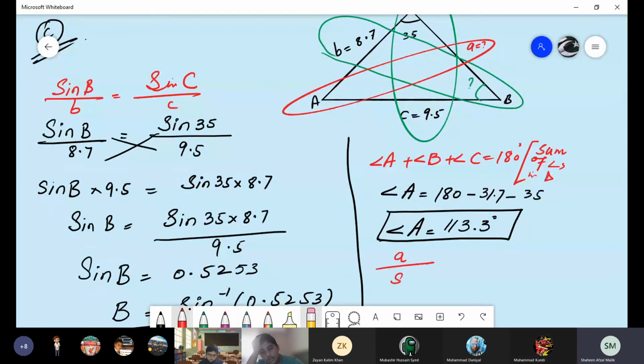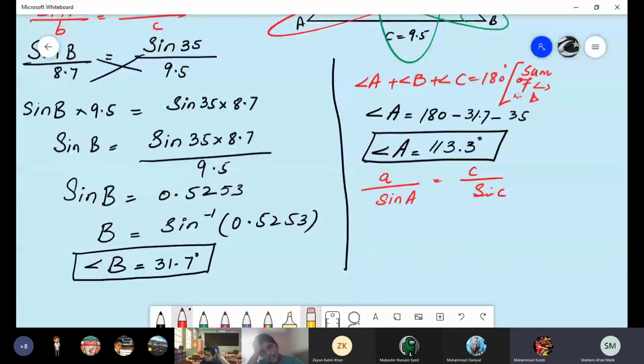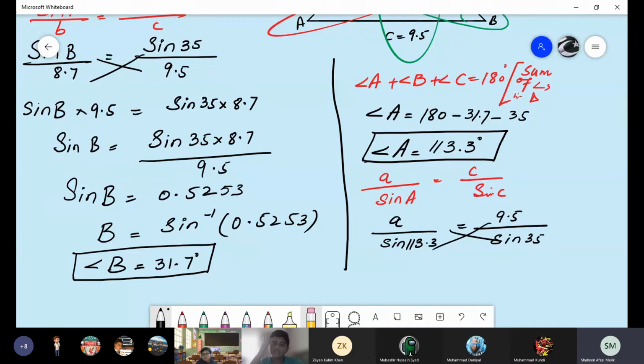A over sine A equals C over sine C. Yes, ma'am. Okay, substitute the values. A over sine 113.3 is equal to C. What is C? 9.5 over sine 35. Do the cross multiplication. A times sine 35 is equal to sine 113.3 times 9.5.